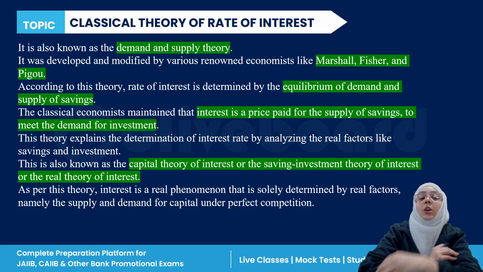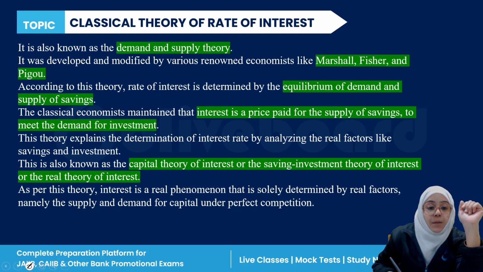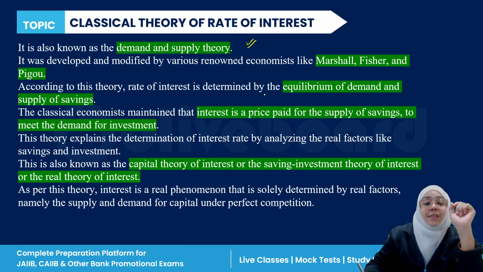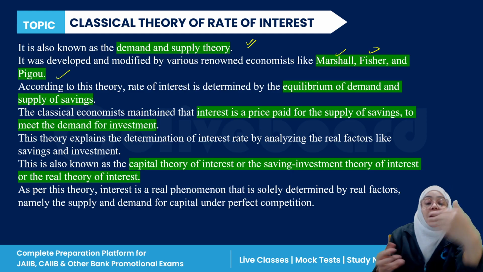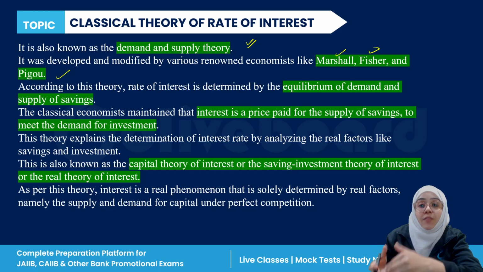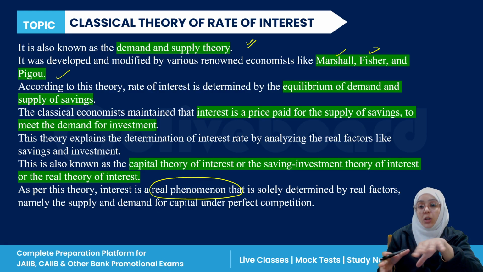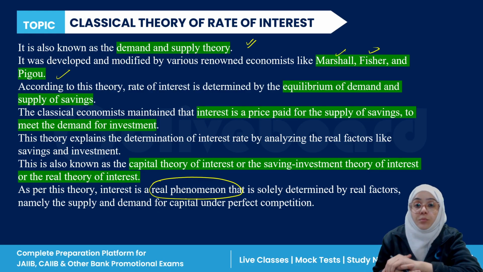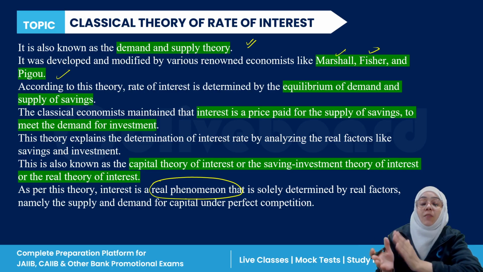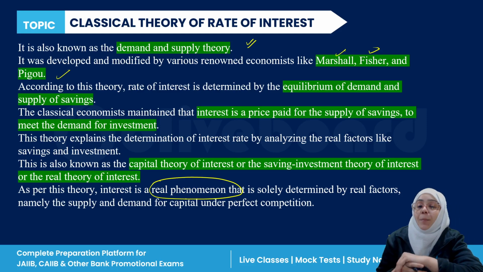First of all, the classical theory of interest. The classical theory of interest is also known as the demand and supply theory. It is given by different economists like Marshall, Fisher, and Pigou. The classical theory defines interest as a real phenomenon. According to Marshall, Fisher and Pigou, the rate of interest is actually a real phenomenon which we get from the equilibrium position of the demand for saving and the supply of saving.